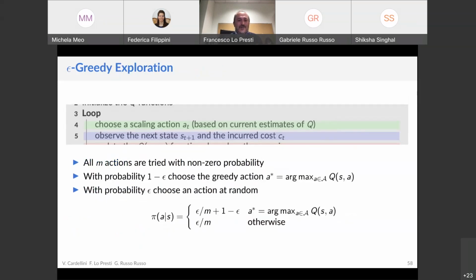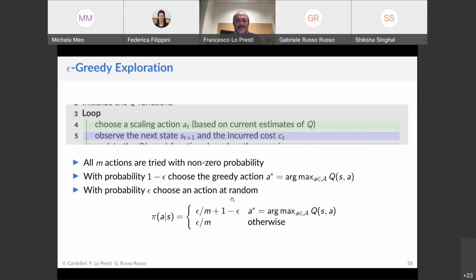A very simple approach is the epsilon-greedy exploration. Basically, assuming you have M actions overall, you have to try them with non-zero probabilities. So the idea is that with probability 1 minus epsilon, where epsilon is assumed to be a small number, 5%, 1%, and deciding the right value is a complicated topic, I take the best action according to my current estimates of my Q function. But with small probability, I take an action at random. This is how I explore.